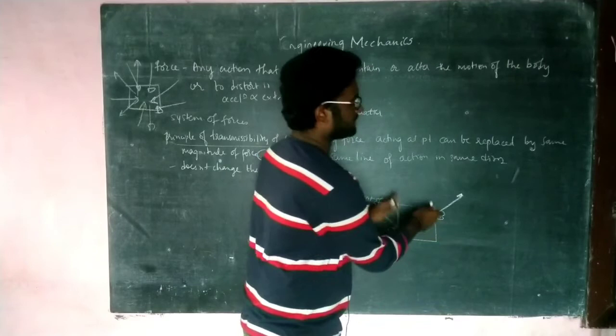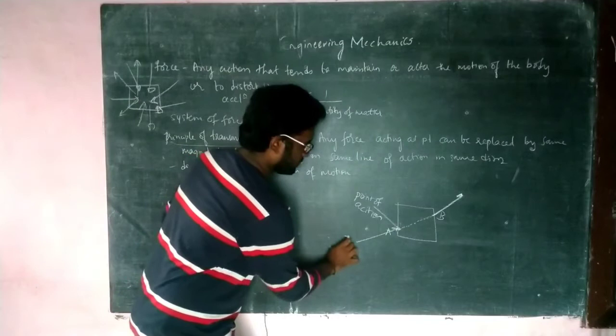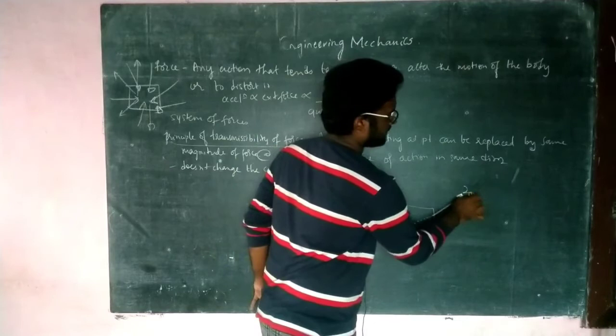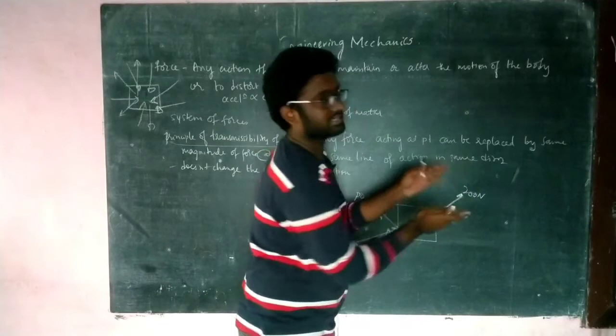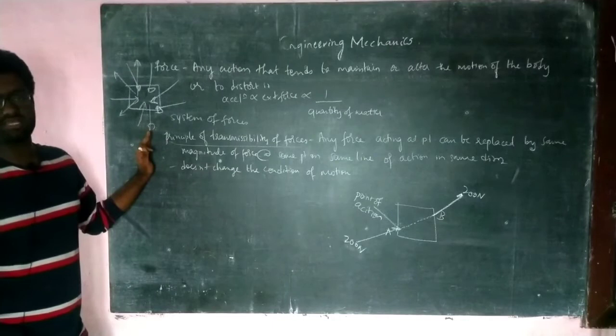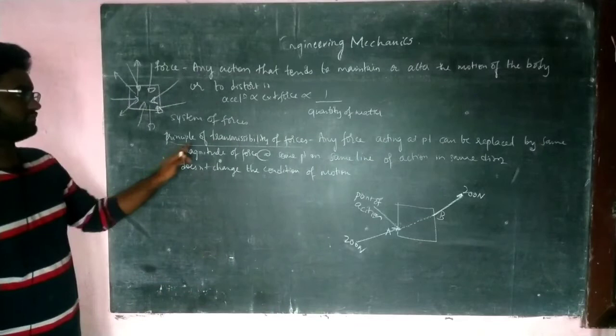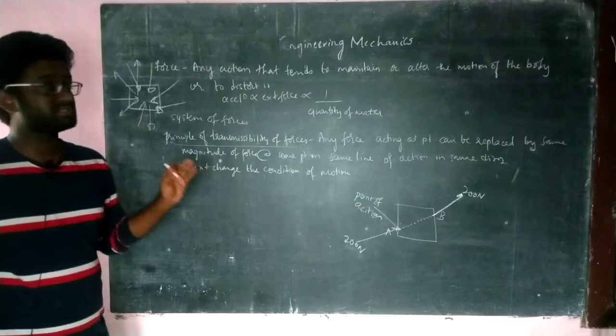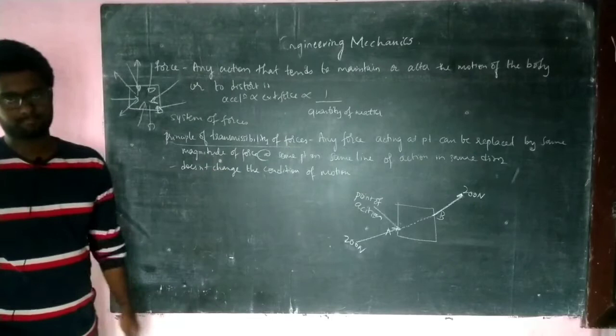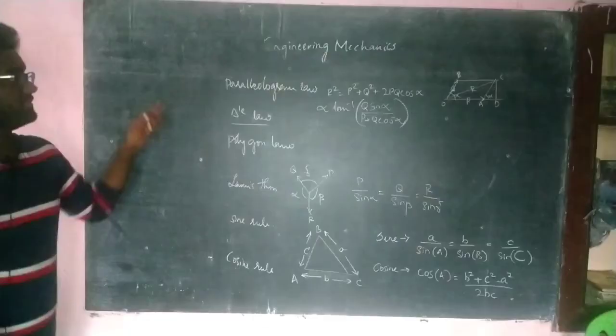For example, if 200 newton of force is acting in this direction, the same amount of 200 newton acts in this direction as well. 200 newton enters and it goes out in the same way without changing the magnitude. This is what the principle of transmissibility says. Any force acting at a point can be replaced by the same magnitude of force at some other point on the same line of action, that is, in the same direction. It doesn't change the condition or the motion of the object. That is what the principle of transmissibility of forces says. Begin with the discussion of the problems.